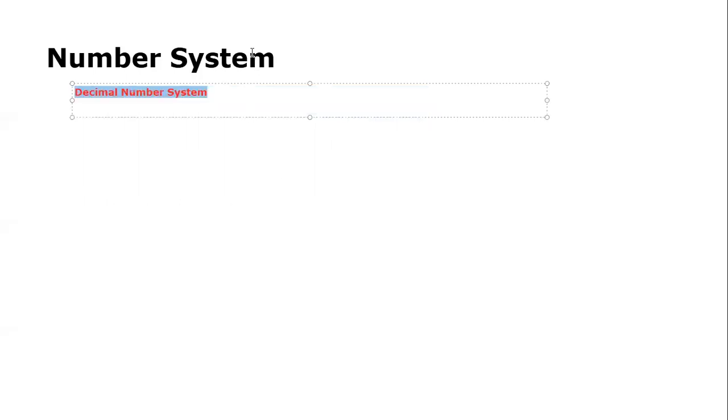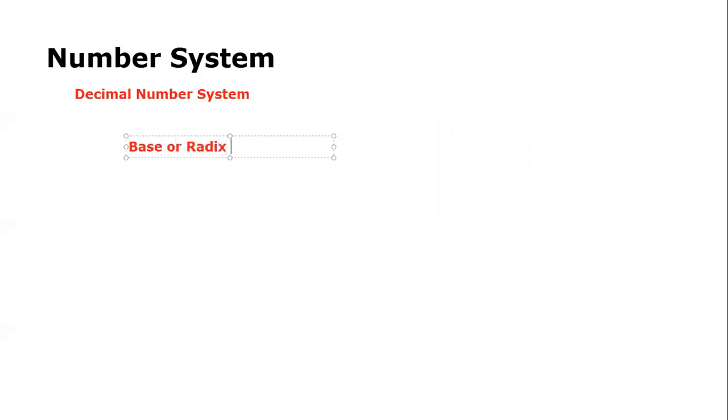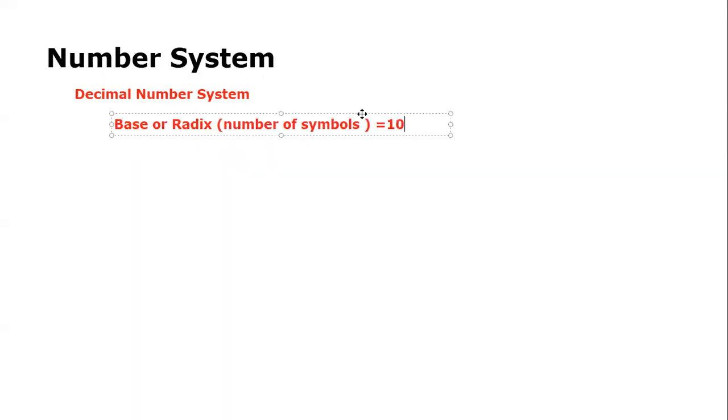The very first point under observation is the base, or the radix. What is the base or radix in terms of the decimal number system? It is the number of symbols used in the system. In the decimal number system, the base is 10, or the number of symbols being used is 10.